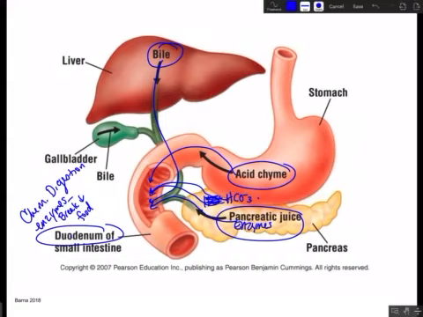So we've got a lot of important stuff there. We've got digestive enzymes coming from the pancreas. We've got bile coming from the liver and gallbladder. And we've got bicarbonate ion also coming from the pancreas as well.